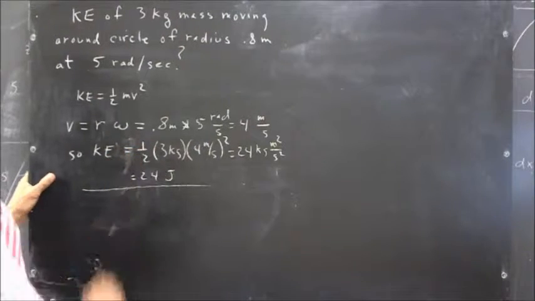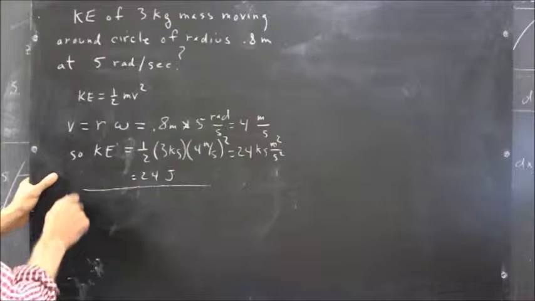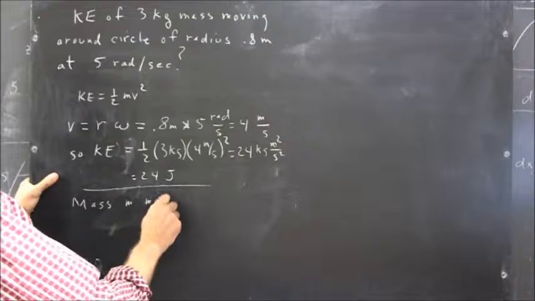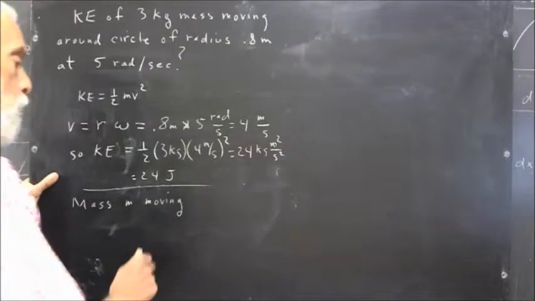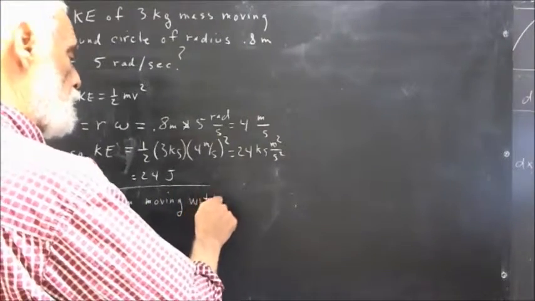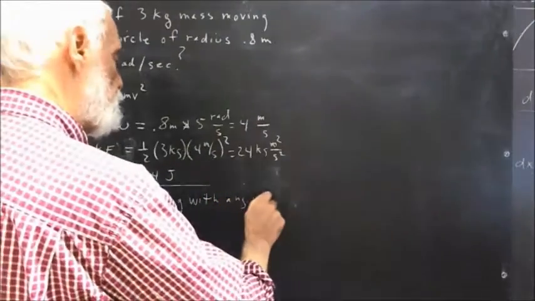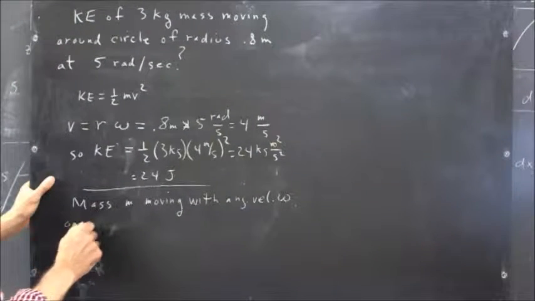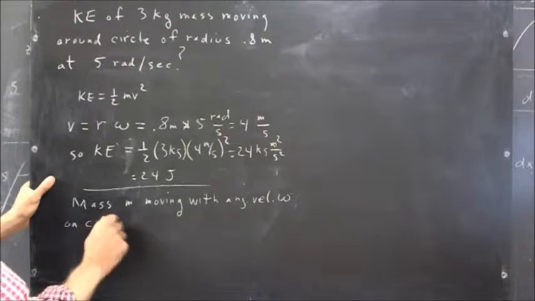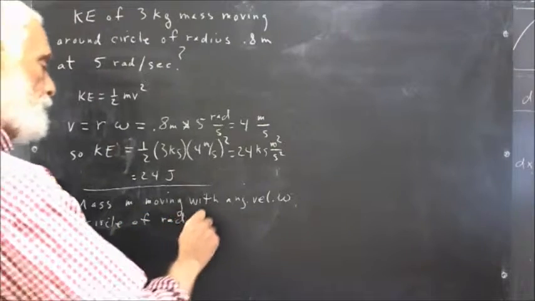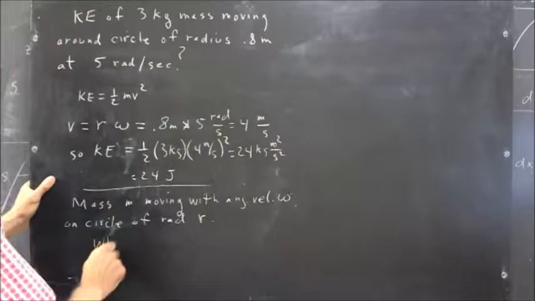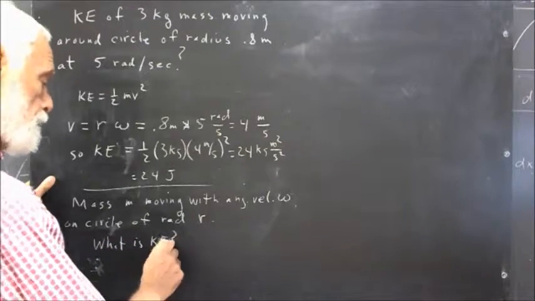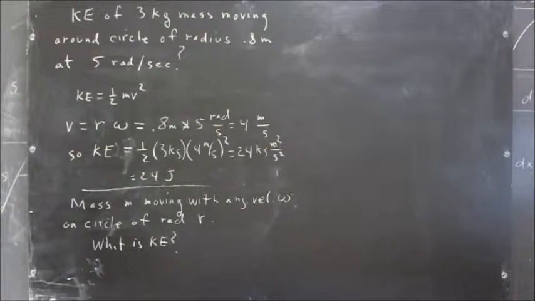Now, in symbols, we think of a mass m moving with angular velocity omega on a circle of radius r. What is its kinetic energy? Symbolically. Work that out.